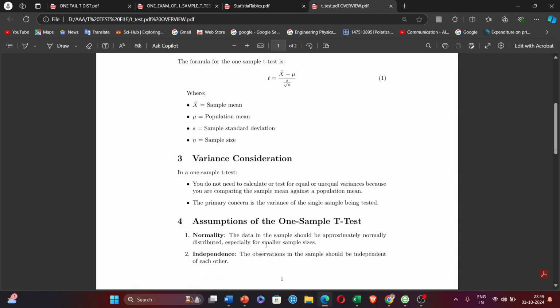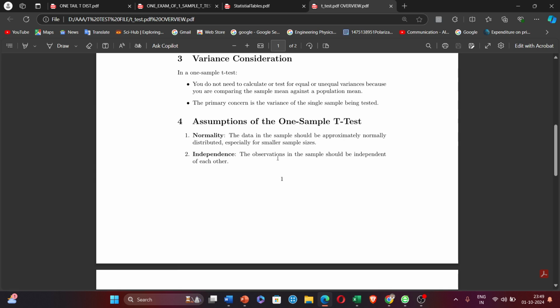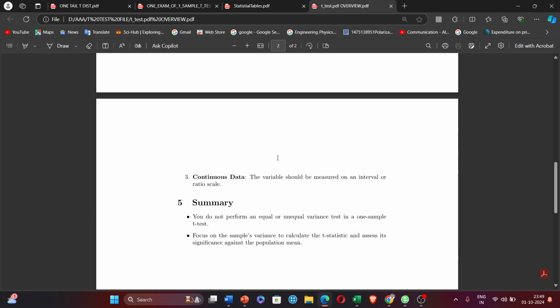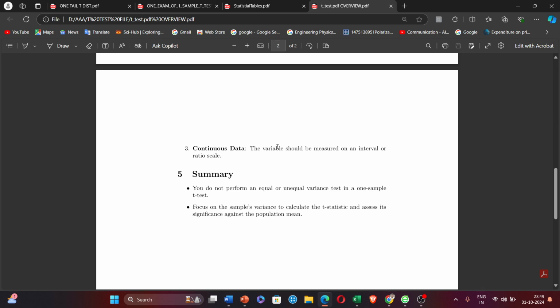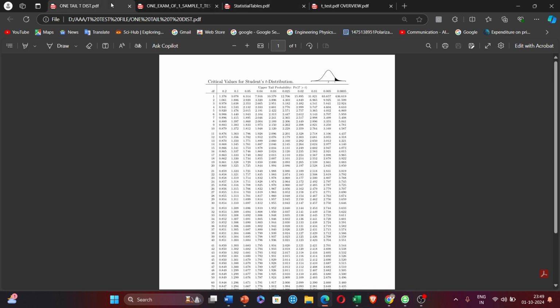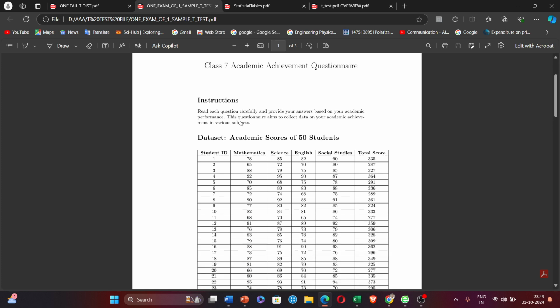So here are some of the basic assumptions of the one-sample t-test. The data should be approximately normally distributed for a small sample size, the observations should be independent for each group, and the data should be continuous. Now I will go for some data here. Let us take an example.